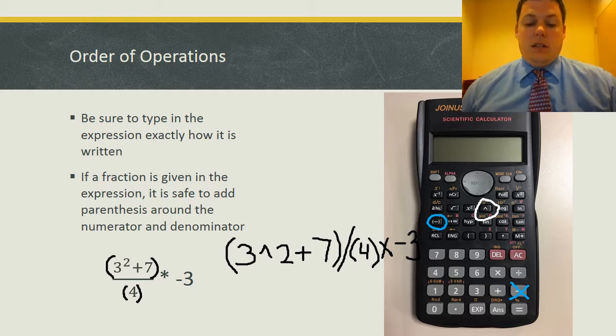So once we plug this into the calculator, we should see that it does 3 squared first, and then adds the 7, then divides by the 4 times negative 3. You would see that our answer is negative 12.